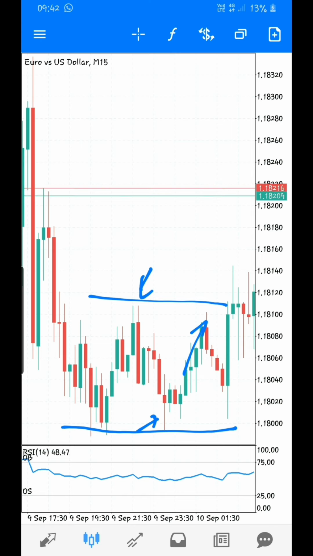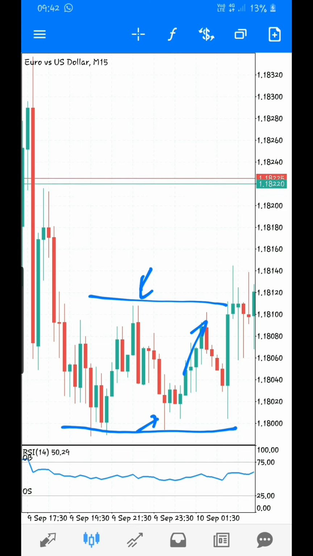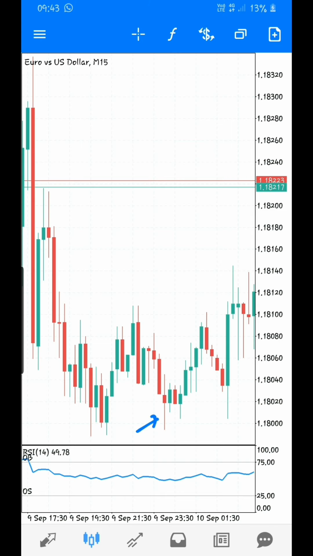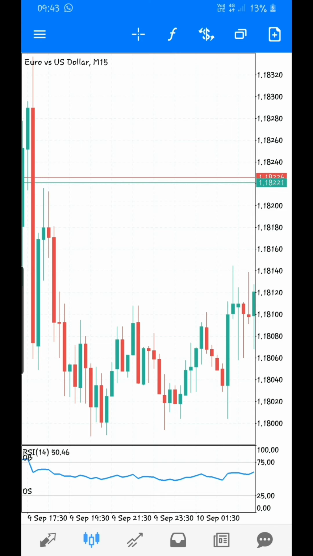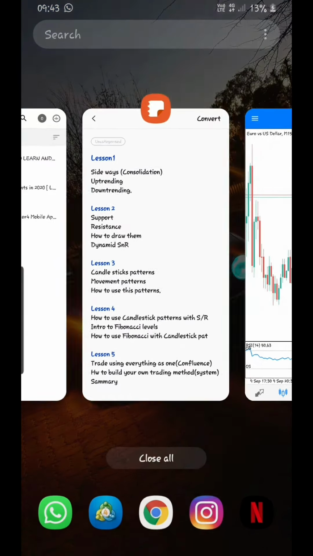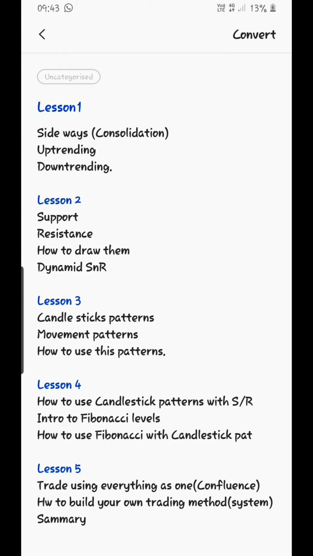So now you've learned two types of candlestick patterns. Okay, you have engulfing candles, and then you have inside candles, and all those things must work hand in hand with your support and resistance or your dynamic support and resistance. Okay, so now let me see what is next on our list. We have the movement patterns.